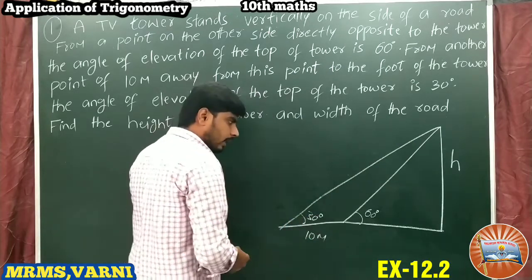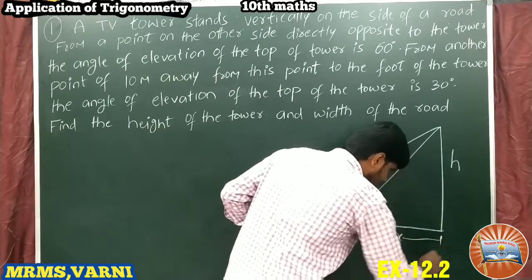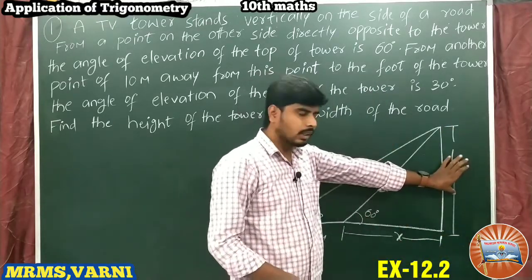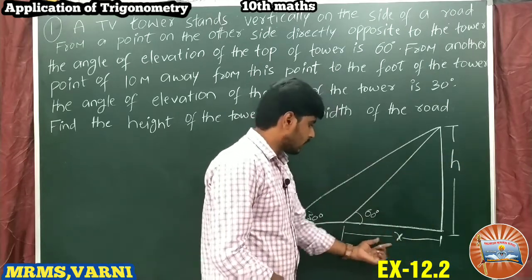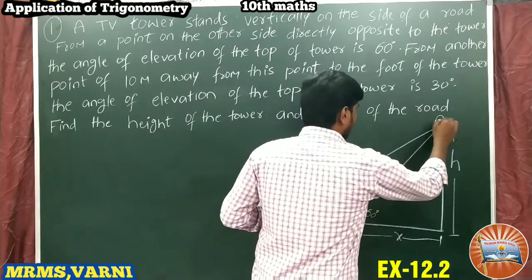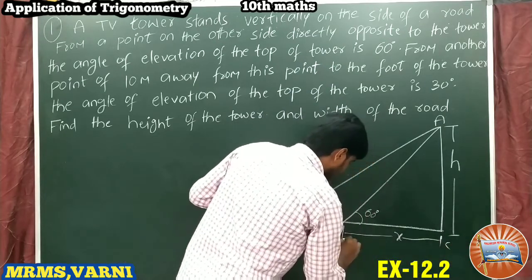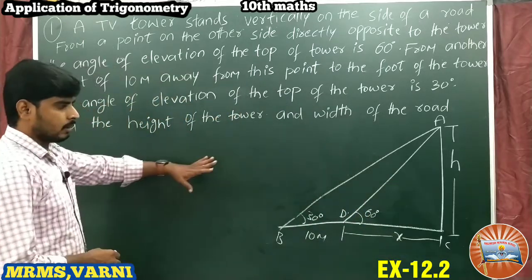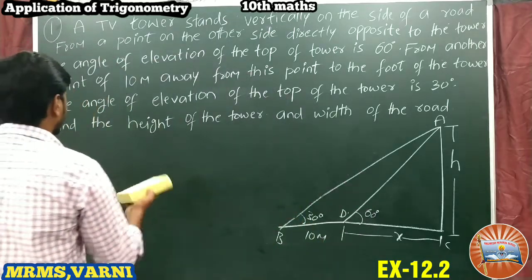Okay, so we have to find the width of the road. The width of the road is nothing but this, consider x here, and this we have to find. Now we have to find the height of the TV tower as well as the width of the road. This is the width of the road. Let us consider it is x. Okay, right. So take A, B, C, and this is point D. Are you clear with this? Right. So let us erase this. I will take the solution.